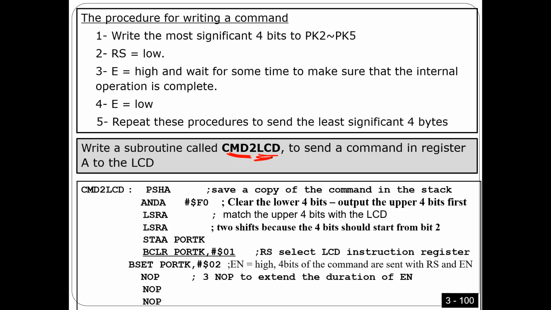So all you have to do is put the code of the command in register A before you call the subroutine.